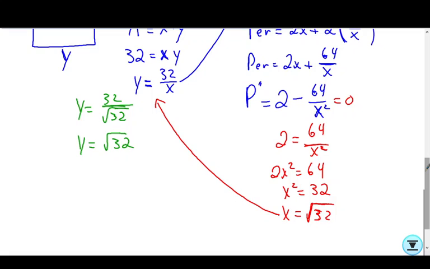And again, most of the time when we're dealing with these types of problems with just areas and perimeters, you find that a square tends to maximize or minimize area and perimeter.